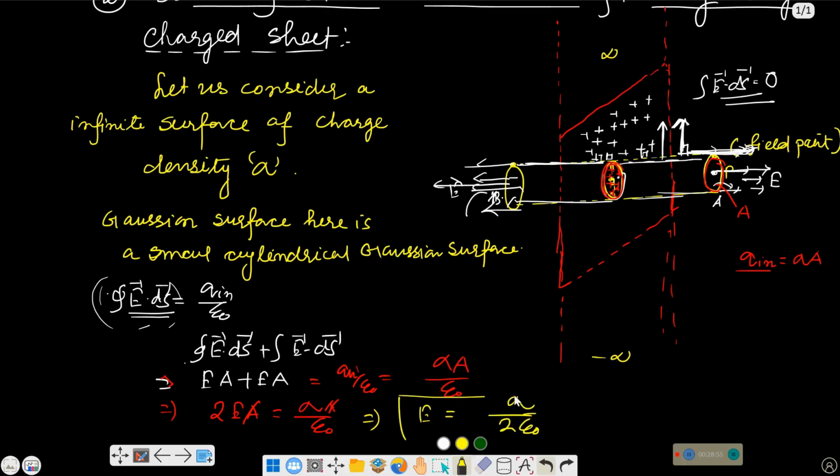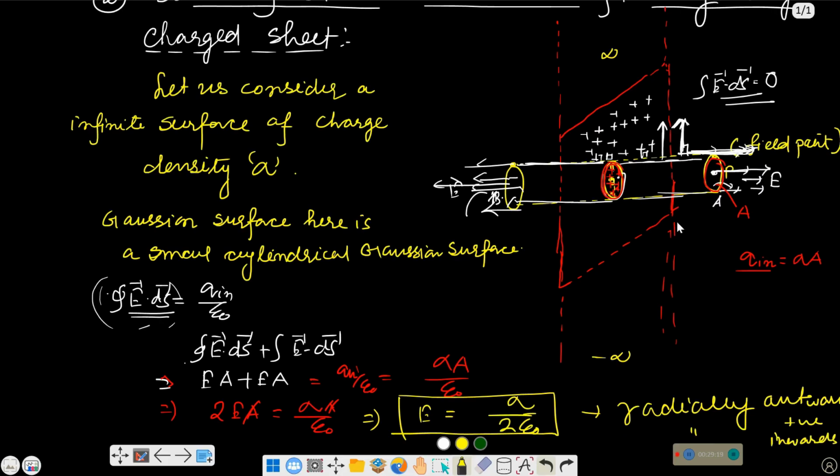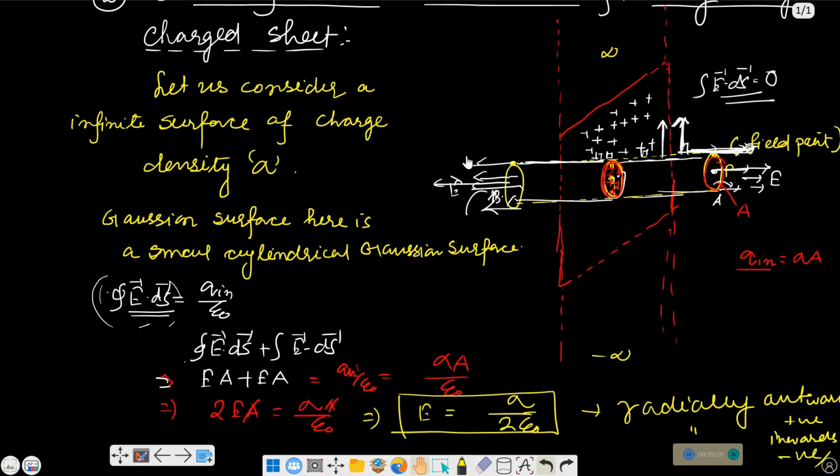Okay, and this is the magnitude of the electric field at a point which is very close to this infinite long charge sheet. It is always radially outward or inward: radially outward for positive charge density, and radially inward, meaning perpendicular to the surface towards the surface, for negative surface charge density. Okay, this is the second application of the Gauss law.